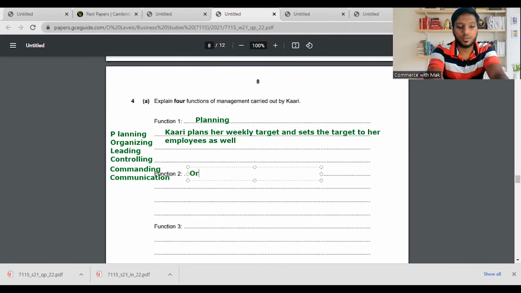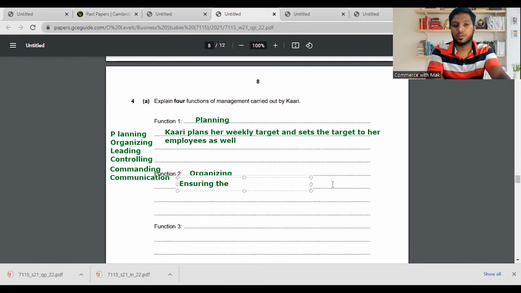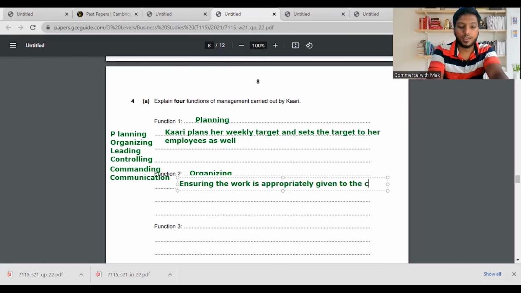Second, organizing. Ensuring the work is appropriately given to the correctly skilled labor. As she has 3 employees, she should decide which employee will do this particular task first, and that will give her a chance of organizing the things in a proper manner.